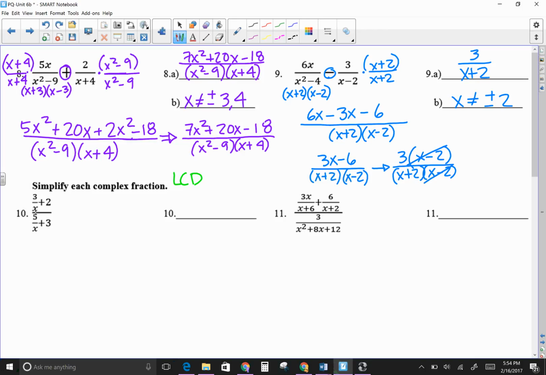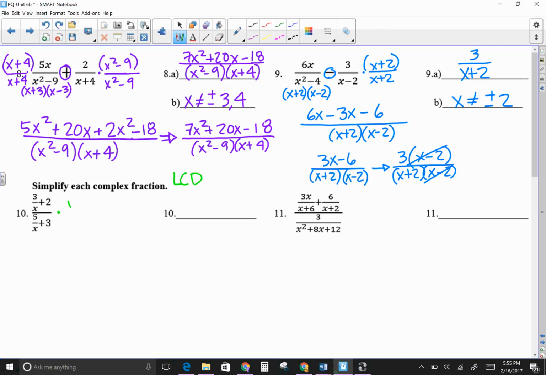3 over x, x is my denominator. 2 over 1, I have a 1. 5 over x, I have an x. 3 over 1, I have a 1. I don't need to worry about the 1s. But these are both x, so that means that my least common denominator in this case is x.